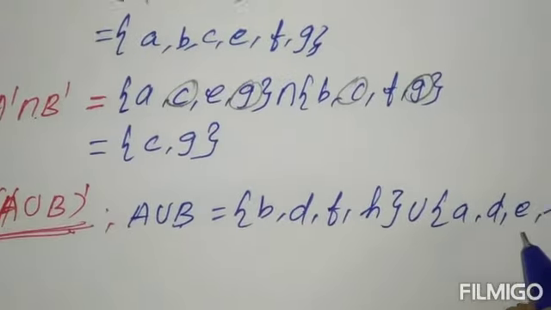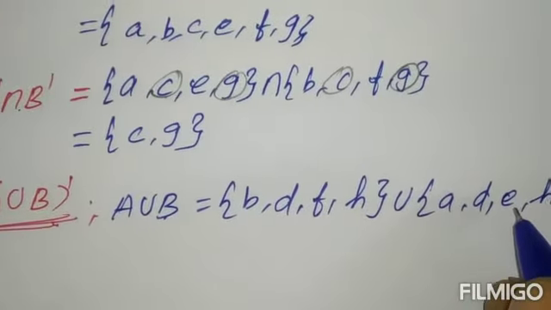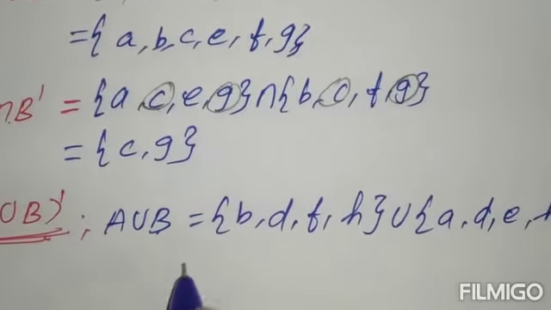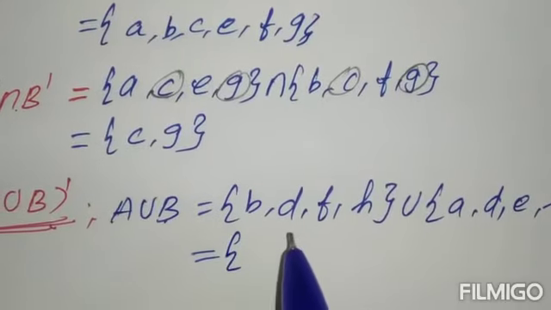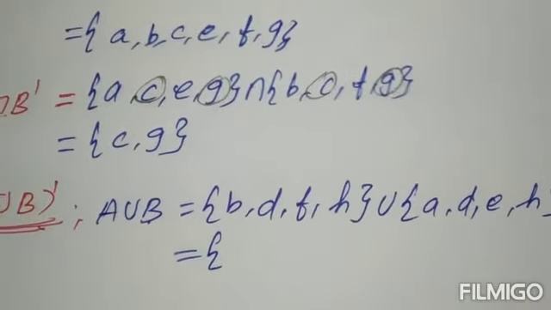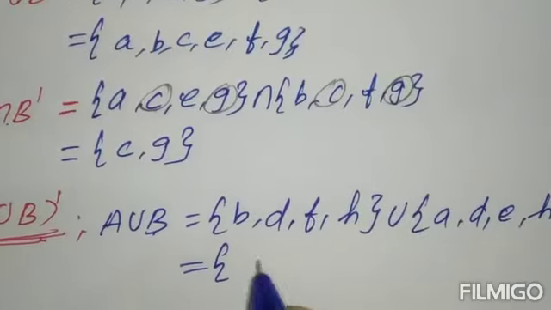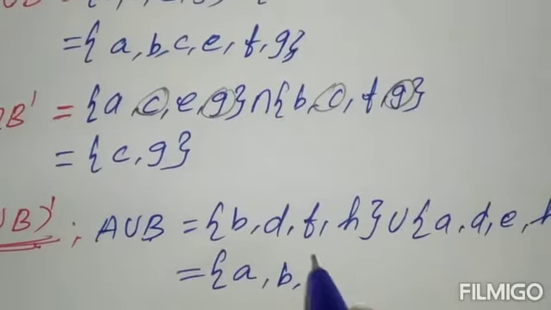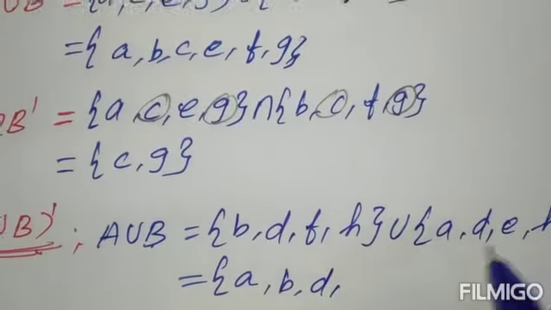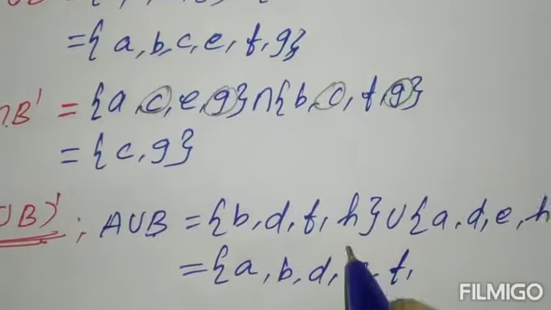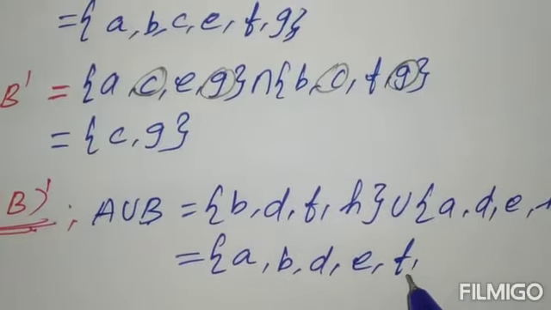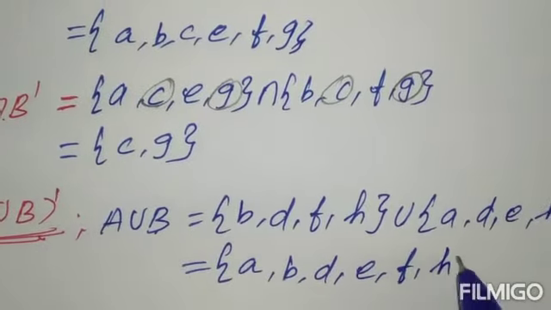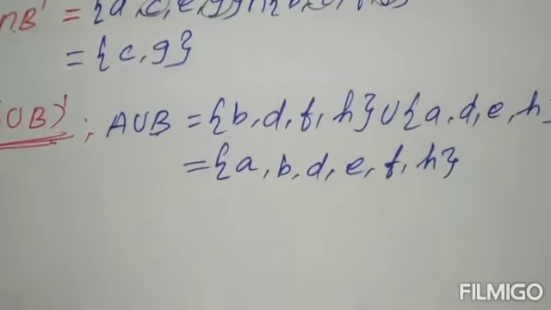These are the elements of B. These are the elements of A. So you write all the elements together, that is the union. First we write A in alphabetical order, then B, there is no C, then D, E is there, then F, there is no G, and the last one is H. This is A union B.